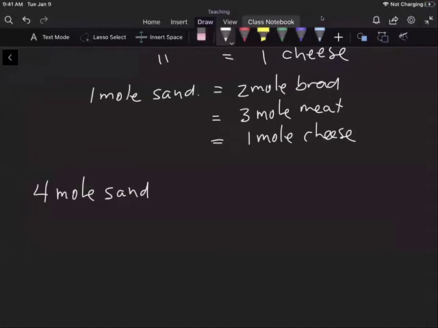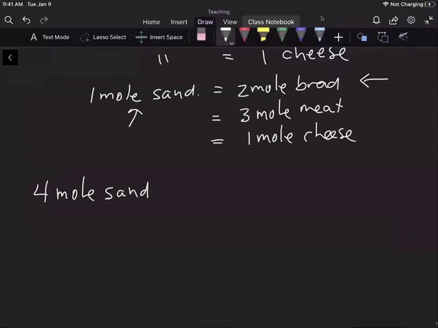Well, I can look at this ratio, right? For every 1 mole of sandwiches, I need 2 moles of bread. I need twice as many. So how do I write that in an equation to tell me, in this case, if I have 4 moles of sandwiches, I need twice as many slices of bread. I need 8. Okay, but how do I write that out in a mathematical expression?